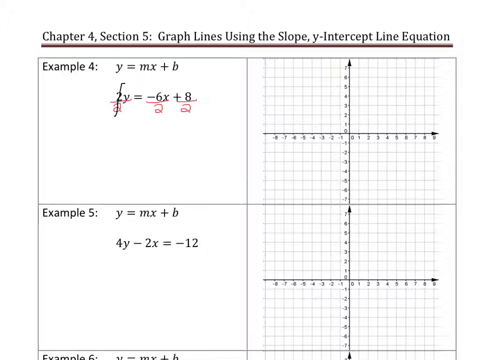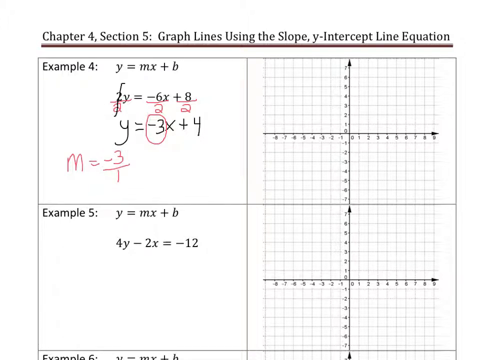So I've got 2 divided by 2 that reduces to 1. And we've got y by itself, which is what we want. We have negative 6x divided by positive 2 is negative 3x. And positive 8 divided by positive 2 is 4. Now, we have what we're looking for. We have our y here. I'm sorry, I misspoke. Our slope, m, is negative 3.